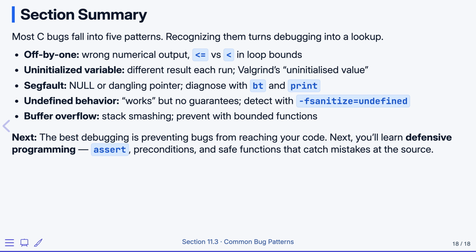Apply the checklist. Symptom, suspect the pattern, confirm with the right tool. Next, the best debugging strategy is to prevent bugs from ever reaching your code. In the next section, you will learn defensive programming.